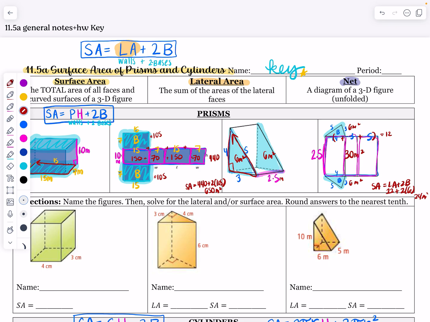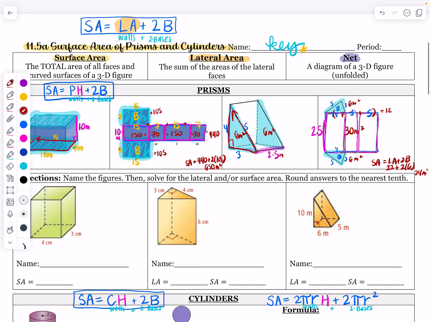And so drawing that net is going to help us out. We're going to do that a few times just to get used to that. It says to name the figure, then solve for the lateral area and surface area. Round the answers to the nearest tenth.